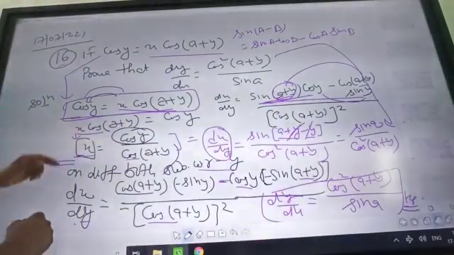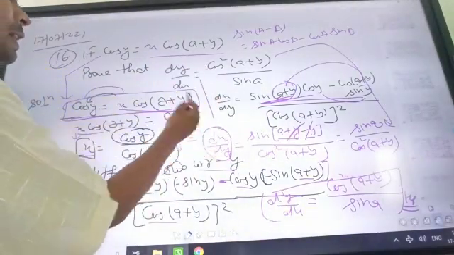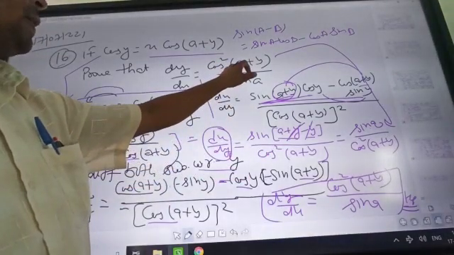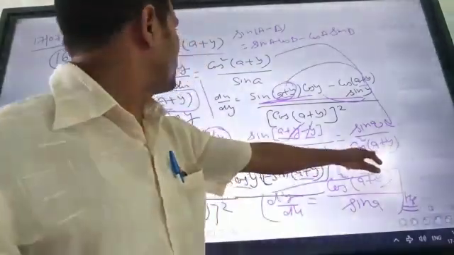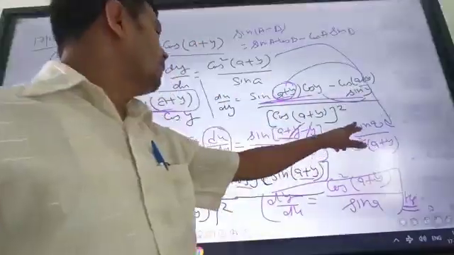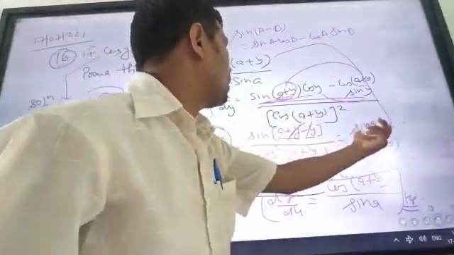Now you should compare it with this result. So dy by dx equals, but here it is dx by dy. Okay, that is the reciprocal. This one is cos square (a plus b), cos square (a plus b) is also there, but it is in the denominator. Sin a is there, sin a is also there, but it is here in the denominator, whereas here it is in the numerator. So you should take the reciprocal of this one.